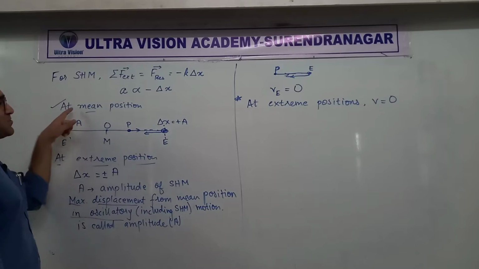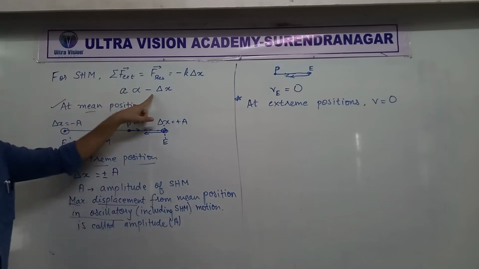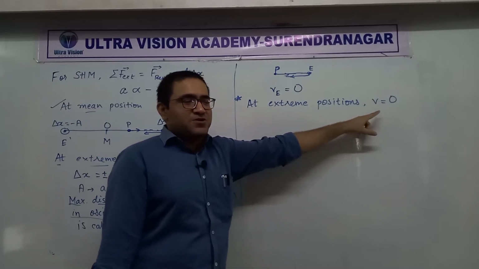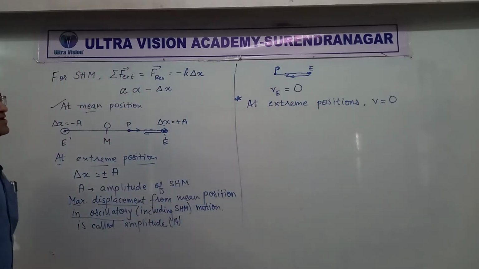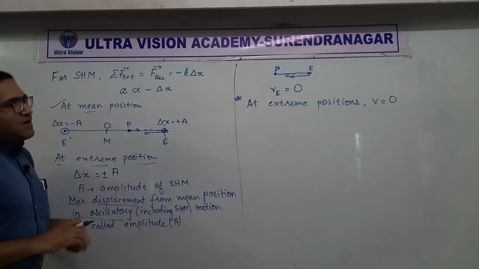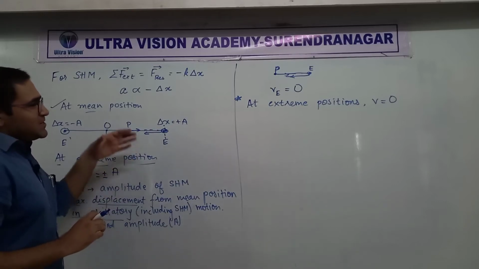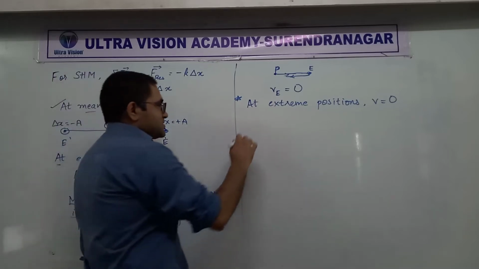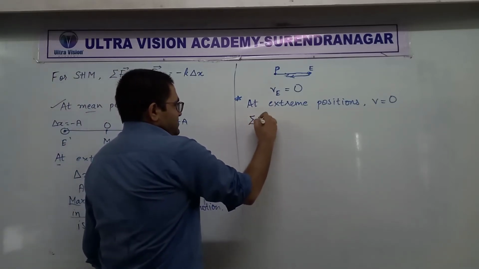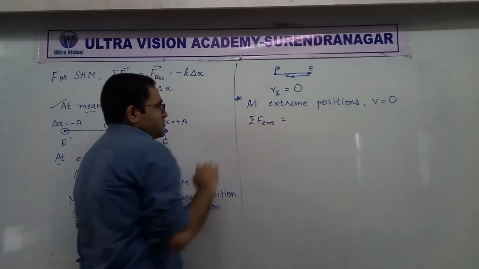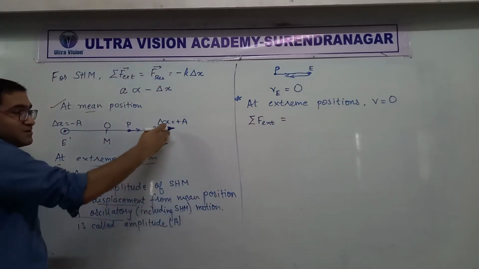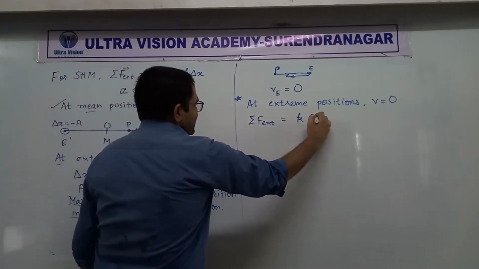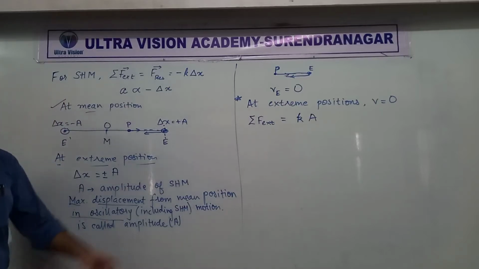Very good. At mean position, acceleration is 0, and at extreme positions, the velocity or the speed is 0. Right? So please be careful about that. Okay. Now, how much is the acceleration or the force at the extreme position? Let's talk about force. Okay, total external force in magnitude only, at the extreme position will be K into A. Is this understood? K into A.